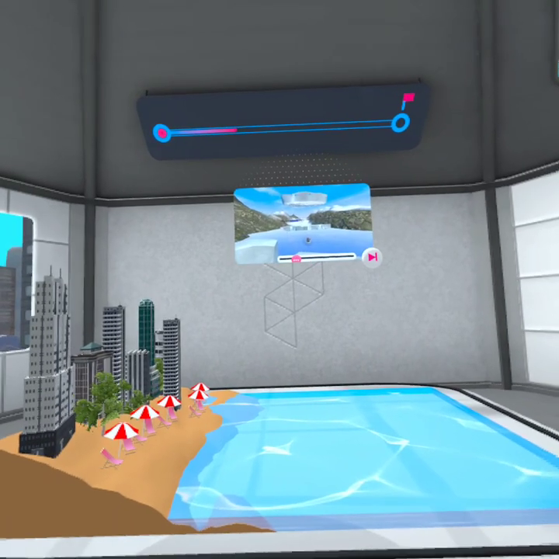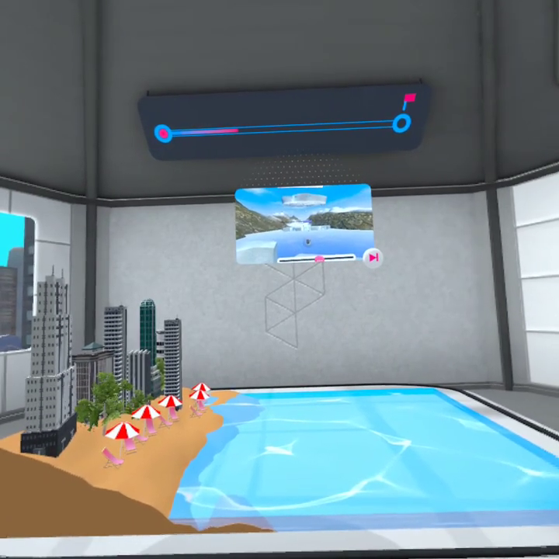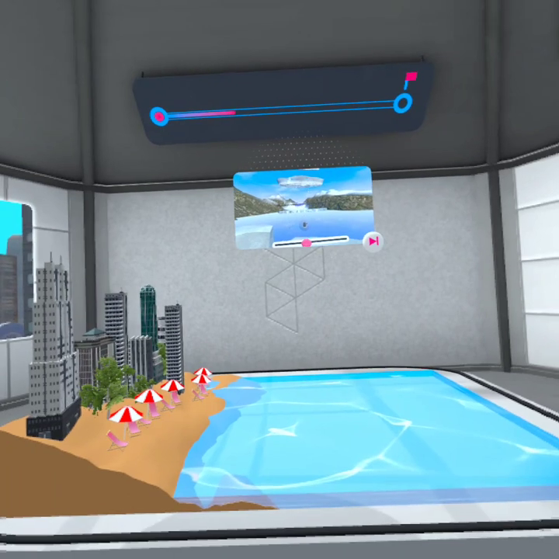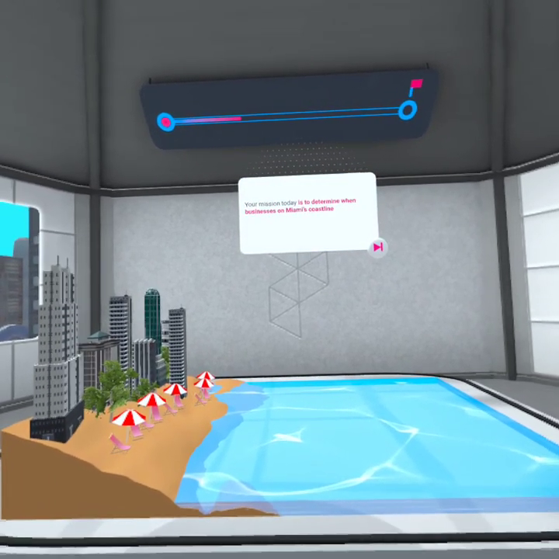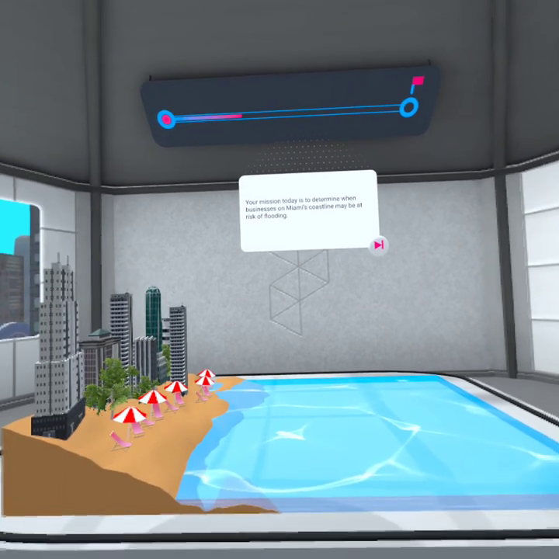See? I told you our glaciers are melting, and they're melting fast. This meltwater causes sea levels to rise. Your mission today is to determine when businesses on Miami's coastline may be at risk of flooding.